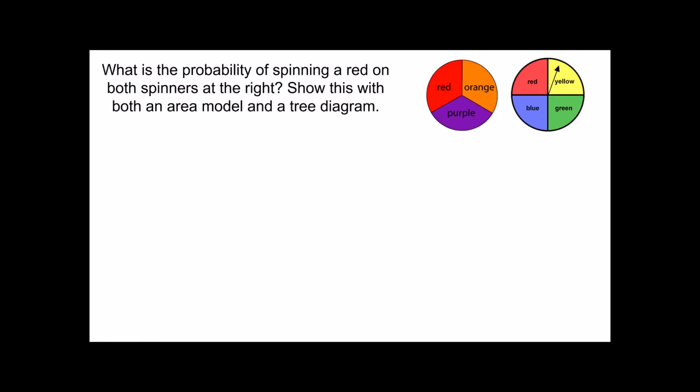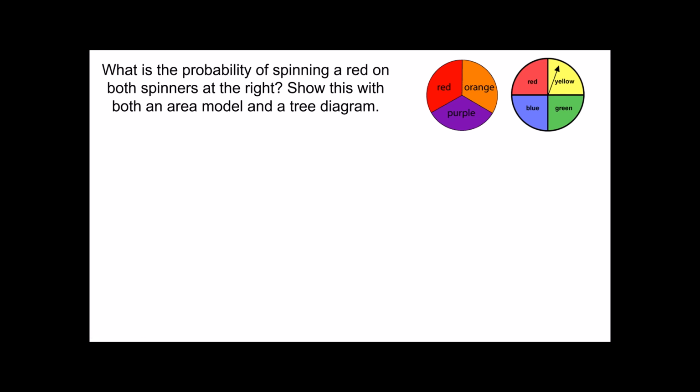Here's one more for you. What is the probability of spinning a red on both spinners at the right? Show this with both an area model and a tree diagram. In my class, make sure you read the directions carefully so you know what I'm asking you to do. There are shortcut methods for calculating the probability without showing the diagram. We'll talk about that in a future video. But in this problem, in order to receive credit, you have to show both.